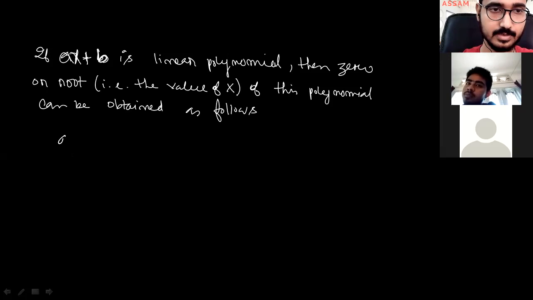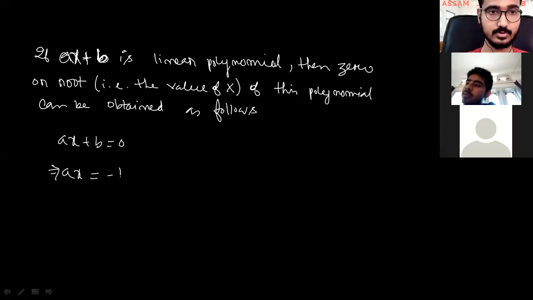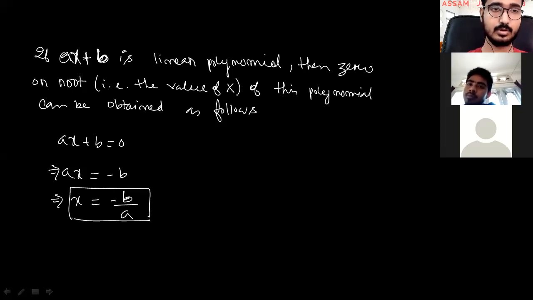That means ax plus b equal to 0. This is the linear polynomial. Now if you equate it to 0, you can find the value of x. That means ax will be minus b, so x will be minus b by a. Yes or no? So this x equal to minus b by a is known as the root of this linear polynomial ax plus b equal to 0. Clear?